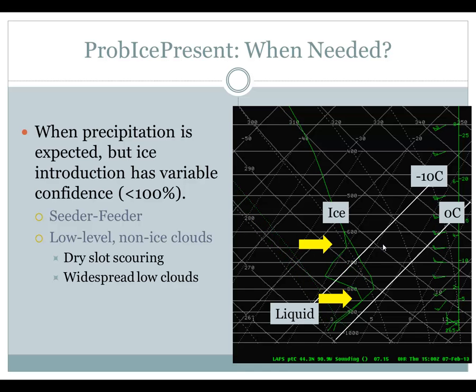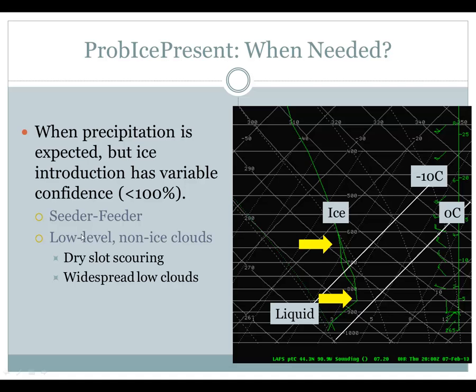So for most scenarios, the probability of weather type will assume a deep cloud process, that is ice coming in, that the probability of ice is 100%, and then that ice will fall vertically through whatever layers are present in the environment. So the way to remember the ProbIcePresent Grid is that it's used for the introduction when ice could be lost, or that your confidence isn't 100% that ice is going to be in that environment.